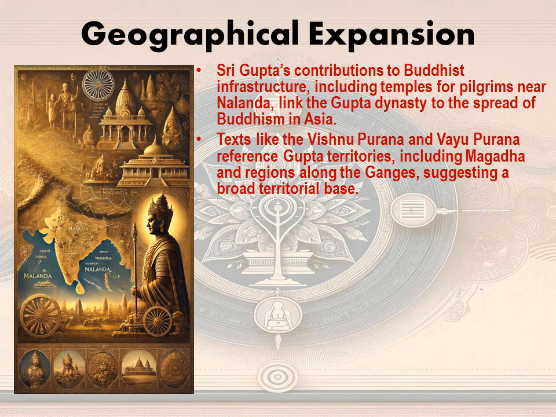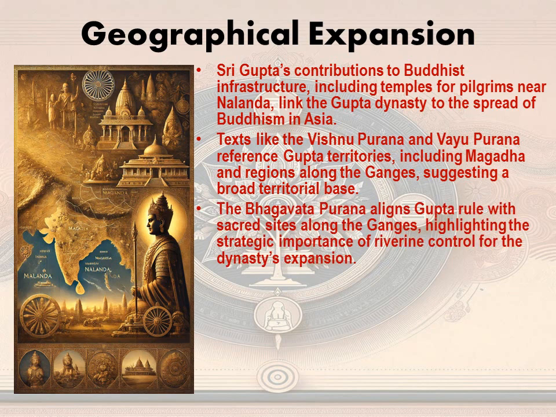Texts like Vishnu Puran and Vayu Puran reference Gupta territories, including Magad and regions along the Ganges, suggesting a broad territorial base. So, in texts like Vishnu Puran and Vayu Puran, it has been referenced that Gupta territories included Magad and regions along the banks of river Ganga, and thus we get an understanding of a very broad territorial base.